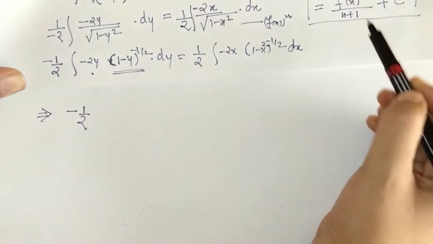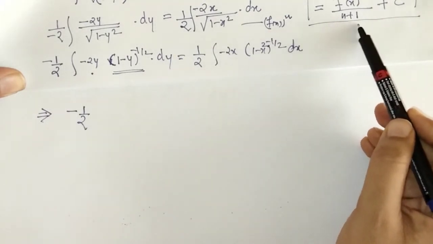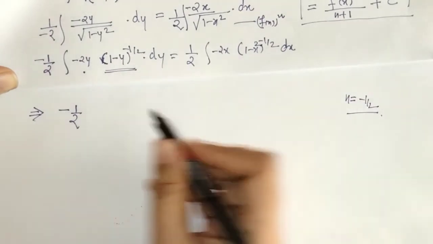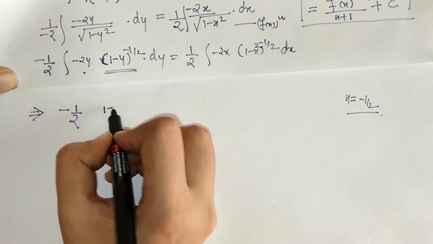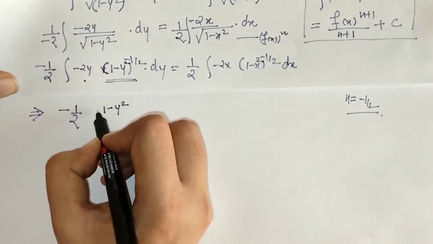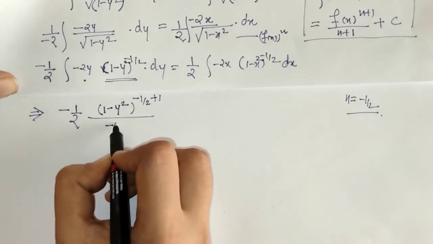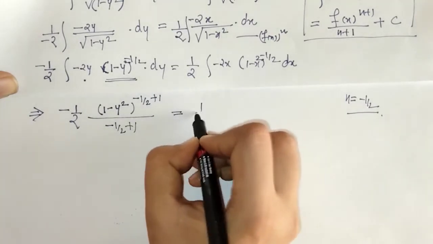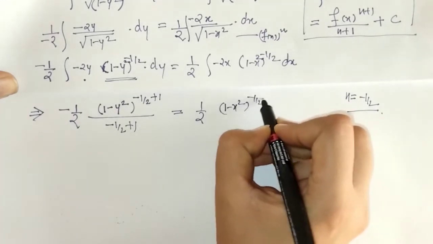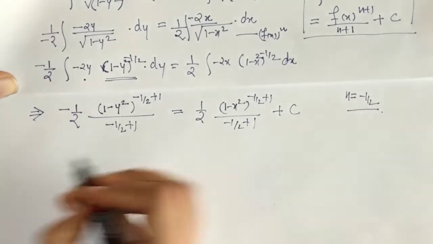We got this here. Then we have this is our function and this is its derivative. So what is the result? We have to write f of x raised to n plus 1 upon n plus 1. So here we have n equals minus 1 by 2. So we have to write, yes, here we have square. Okay, so 1 minus y square raised to minus 1 by 2 plus 1, upon minus 1 by 2 plus 1. Same here we have to write this function, then the integration constant c.